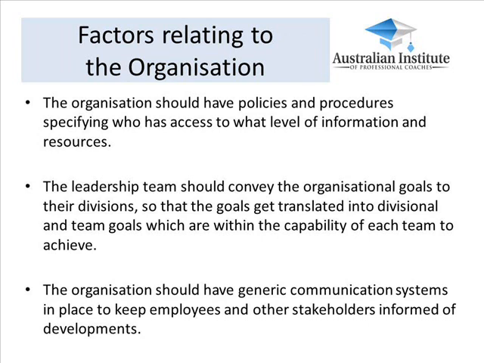The leadership team should convey the organizational goals to their divisions, so that the goals can get translated into divisional and team goals, which are within the capability of each team to achieve. How are they communicated and reported on? Is there a system to let employees know of any changes? The organization should have generic communication systems in place to keep employees and other stakeholders informed of developments. Who monitors? Who manages? Does this system work? More on this in the webinar.